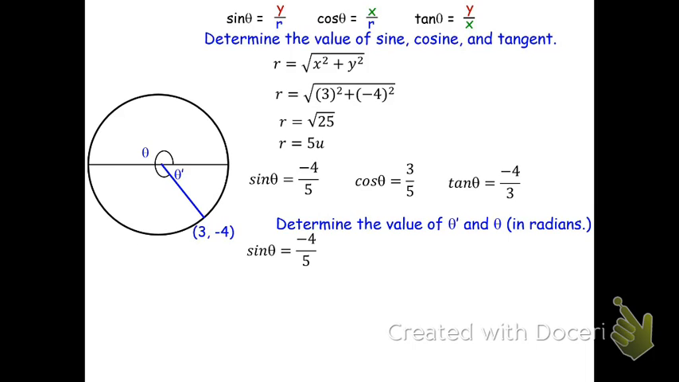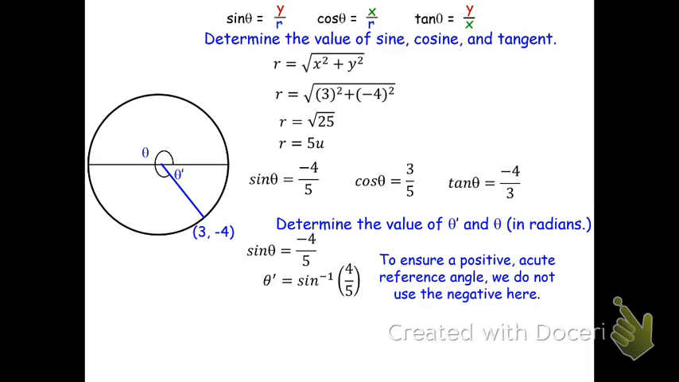Sine of theta is negative 4/5. Well, if sine of theta is negative 4/5, inverse sine is how I'm going to solve this. And I'm going to call that theta prime. Theta prime is the inverse sine of positive 4/5. Again, to ensure that I'm finding a positive acute reference angle, I drop the negative. This will force it to be an acute angle.